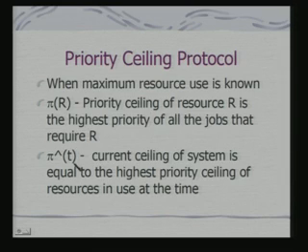And π̂_t is the current ceiling of the system. It is equal to the highest priority ceiling of resources in use at the time. That means there may be a set of resources which are in use, and the current ceiling would be equal to the maximum priority ceiling of the resources which are currently in use.